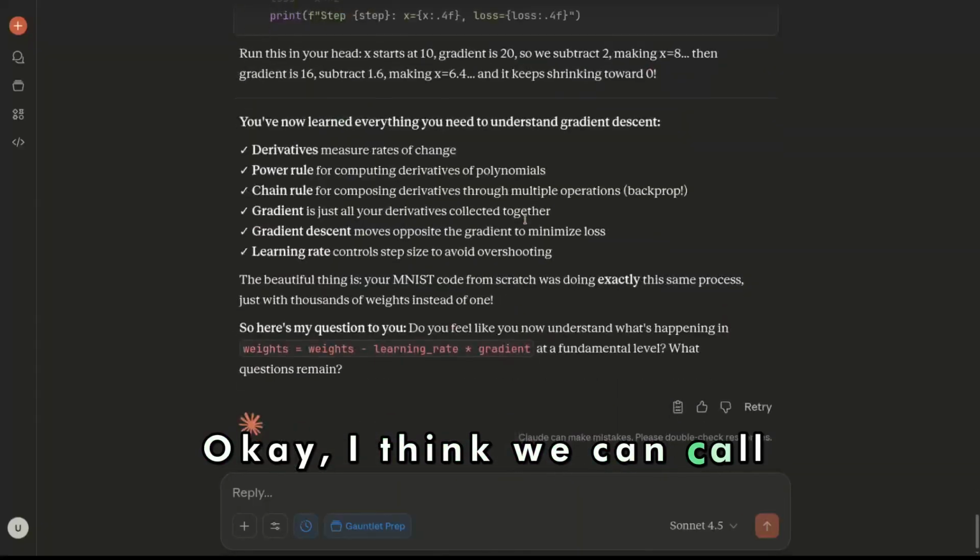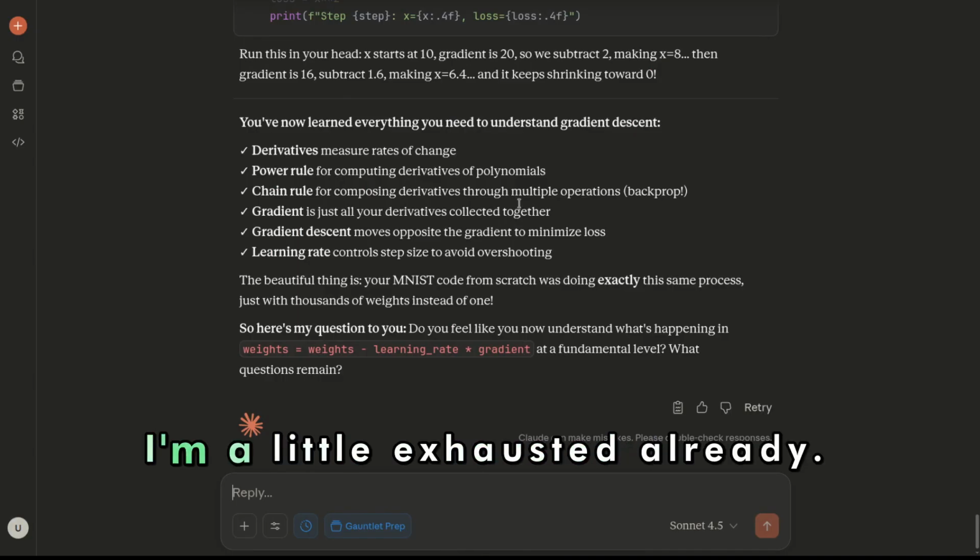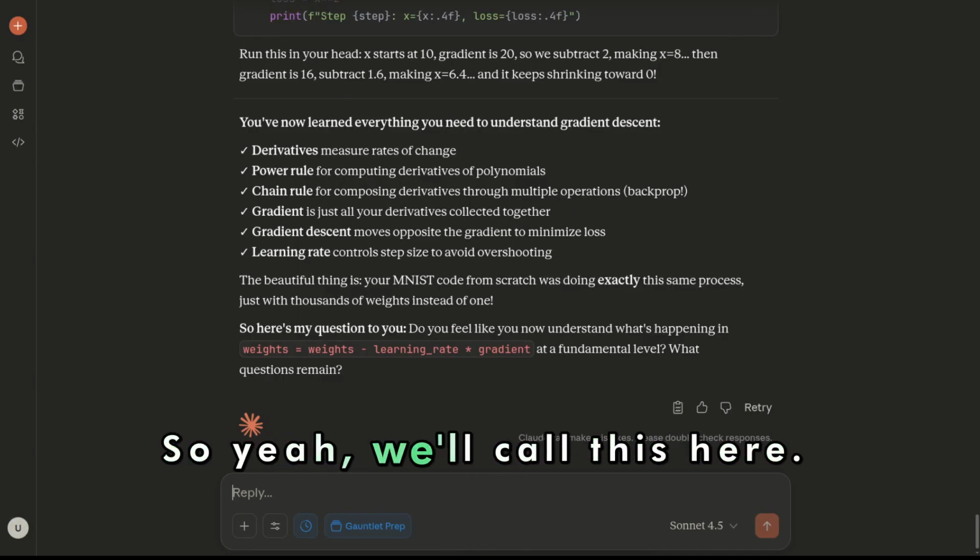Okay, I think we can call this session basically done. This was a shorter one, but to be honest, I'm a little exhausted already. So yeah, we'll call this here.